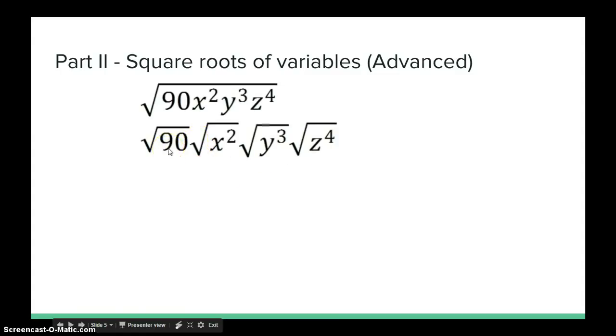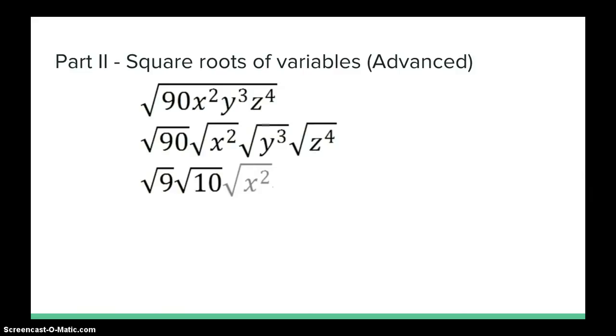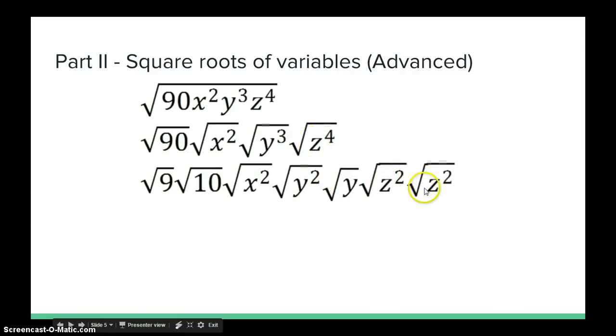So how do we simplify the square root of 90? Same way we did before. We split it up into its perfect square factor, 9 and 10, and we know now that we're going to be able to come back and simplify that later. Then we look at the x squared term and think about how many perfect squares for x squared we could pull out. And x squared is already a perfect square, so we're just going to leave that one as it is. Then we look at y cubed, and y cubed is also y squared times y. So we'll split that up into the square root of y squared times the square root of y. And then z to the fourth is going to be z squared times z squared.